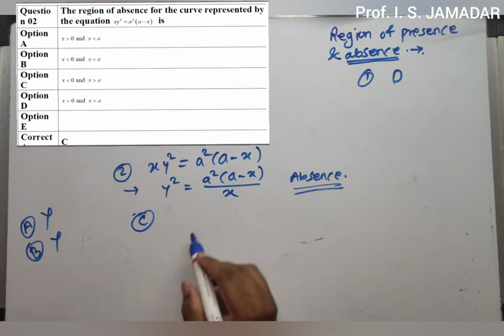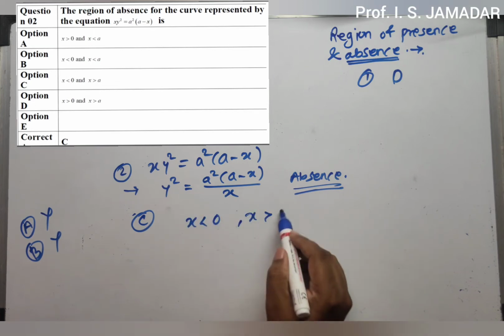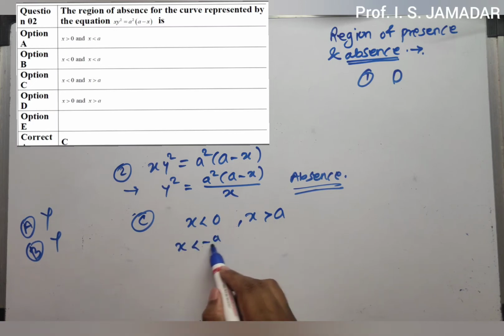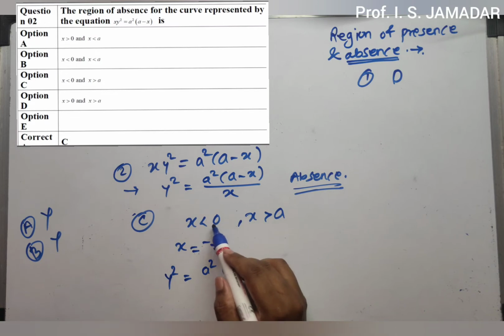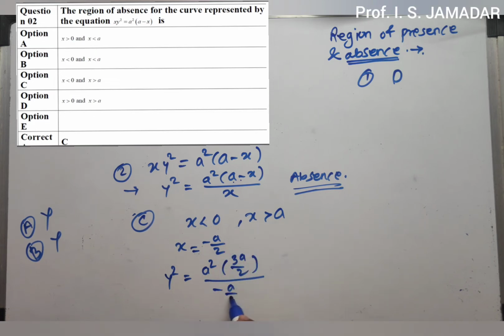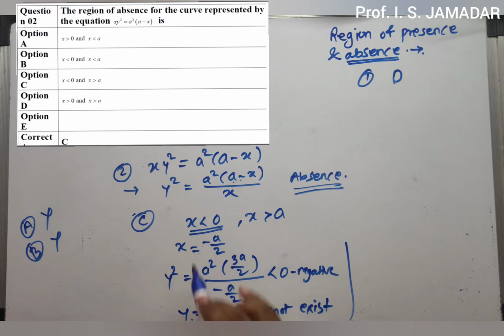Option C, what is option C? x less than 0 and x greater than a. For x less than 0, means negative value, you have to consider. So if I consider x is equal to minus a by 2, what do we have? y square is equal to a square as it is, a minus minus a by 2, because x we are considering less than 0. So a minus minus means this will be a plus a by 2, means 3a by 2, and the denominator will be minus a by 2. So you can see that this is a negative value. y square negative, therefore y will be imaginary, means y does not exist. So for x less than 0, y does not exist, means the curve is absent.